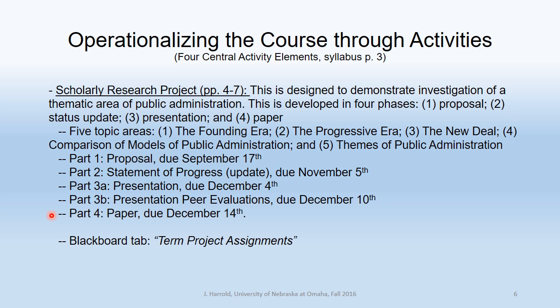So now what are you going to write on? Well, in the syllabus, starting on page 3, you're going to see that I have 5 topic areas: the founding era, the progressive era, the New Deal era, writing about comparisons of models of public administration, and themes of public administration. So I would encourage you to look at the syllabus for a little more explanation about what those themes are. And where can you find all this? Look at the tab on Blackboard that says Term Project Assignments. And all these assignments are listed there along with the point value for each of them.